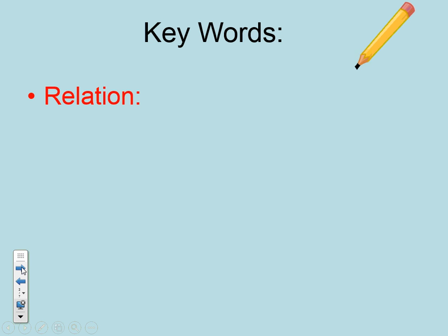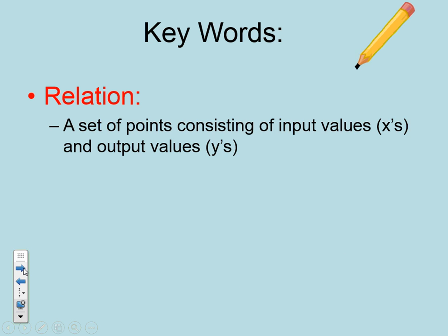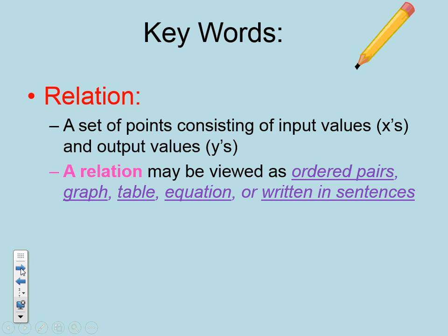The first one is relation. A relation is simply a set of points that consist of input values, which we usually label with an X, and output values, which we label with a Y. And these sets of points can be viewed or shown in many different ways. They can be viewed as ordered pairs, which we would put on a graph, or they can already be graphed themselves. We can have them still in a table. We can even write it as an equation, or written in sentence form if we wanted to get a little fancy. So this idea of a relation of x's and y's and how they're shown, that's something that we've been working with most of this year and we will continue to work with.